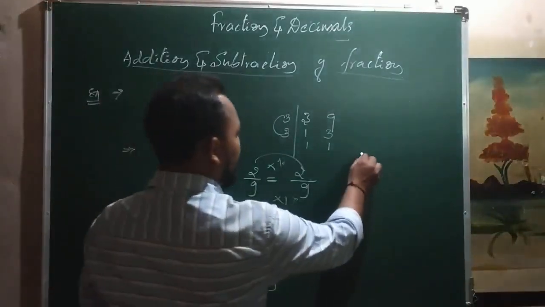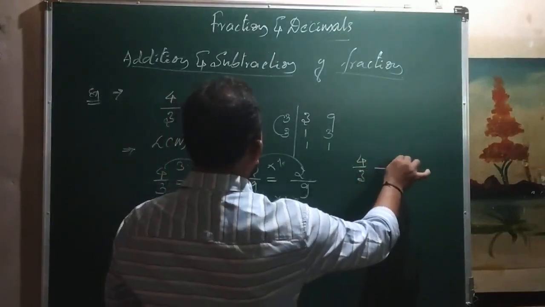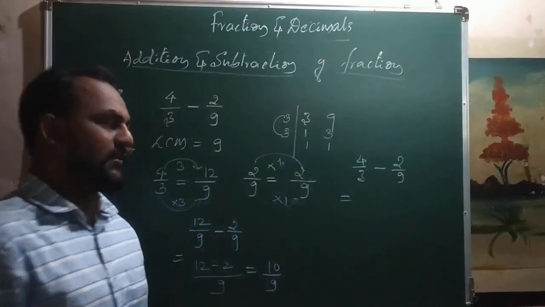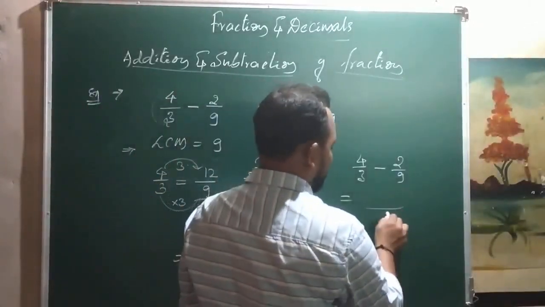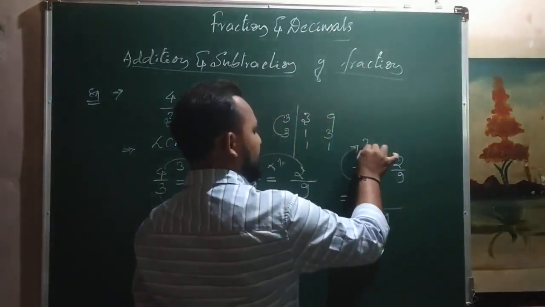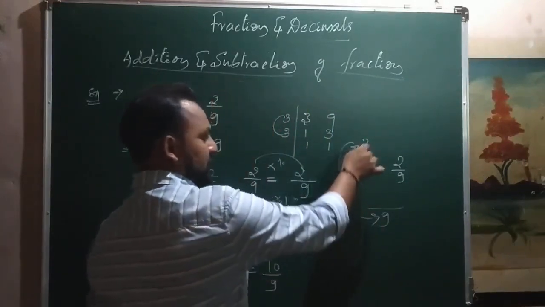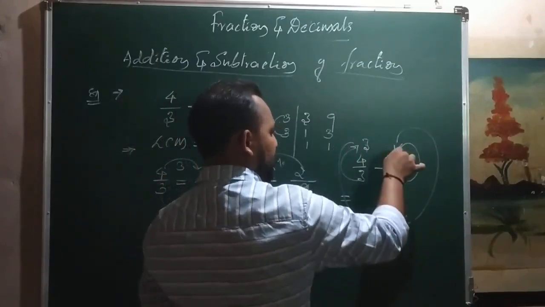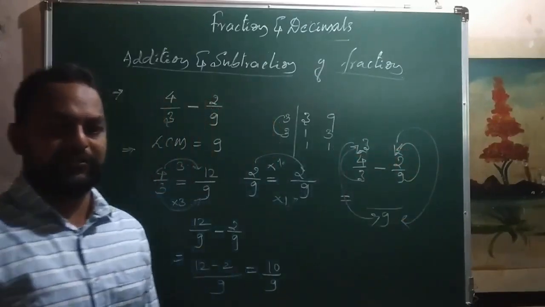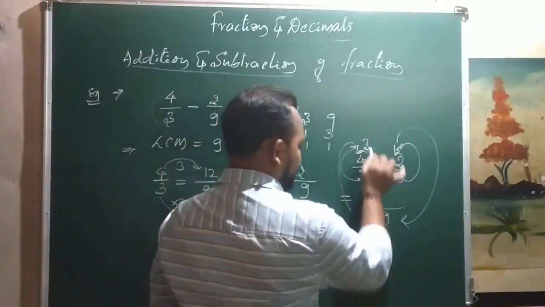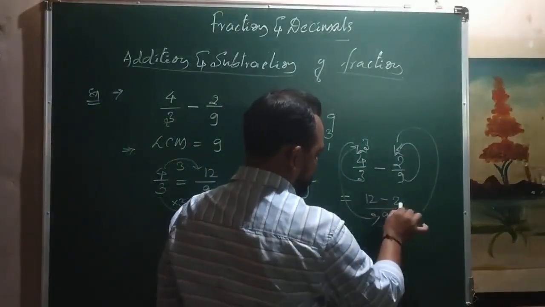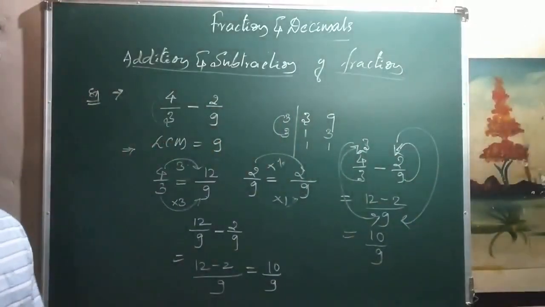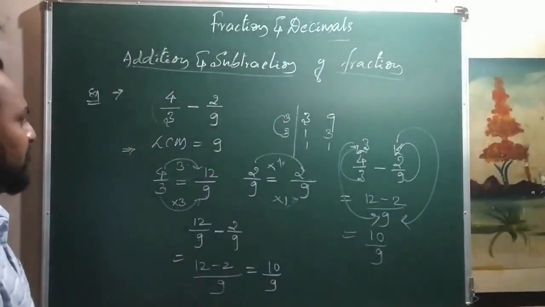Okay, another method: 4 by 3 minus 2 by 9. Here the LCM of 9 and 3 is 9. 3 3s are 9 and 9 ones are 9. Here the multiplication: 9 ones are 9. It means 3 4s are 12 minus 2 ones are 2 is 10 by 9. Okay.